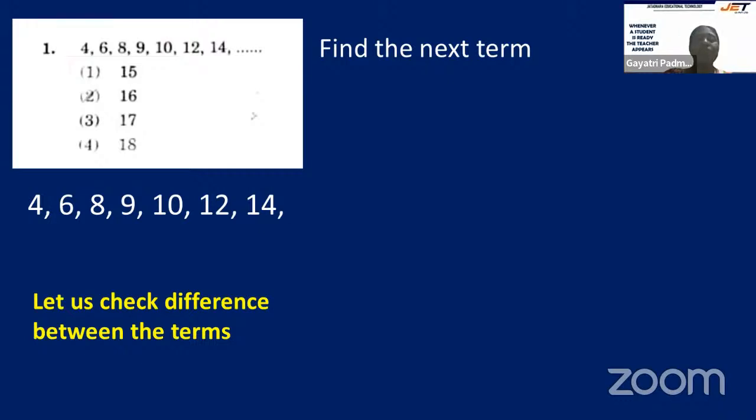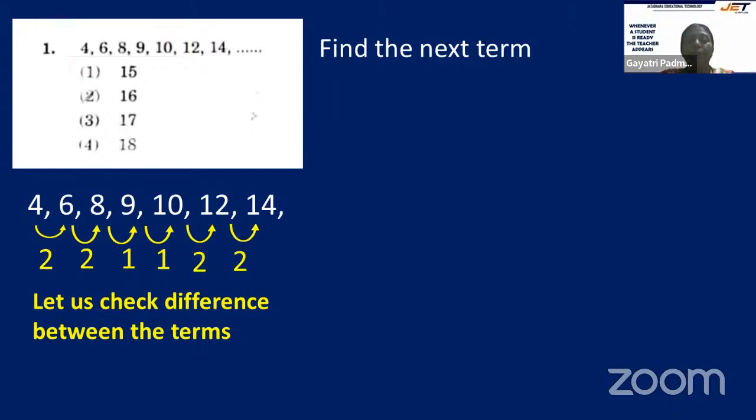Now let us check the difference between the terms. So now you just have to write down the terms. 4, 6, 8, 9, 10, 12, 14. What's the difference between the first term and the second term? 6 minus 4 is 2. And the difference between the third term and the second term, 8 minus 6 is 2. The difference between the fourth term and the third term, 9 minus 8 is 1. The difference between the fifth term and the fourth term, 10 minus 9 is 1. And the next one, 12 minus 10 is 2. Next is 14 minus 12 is 2.